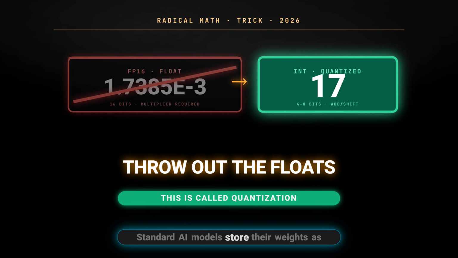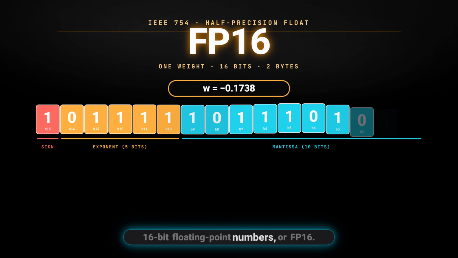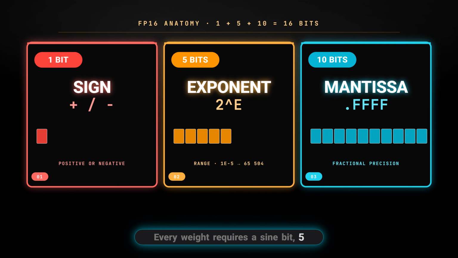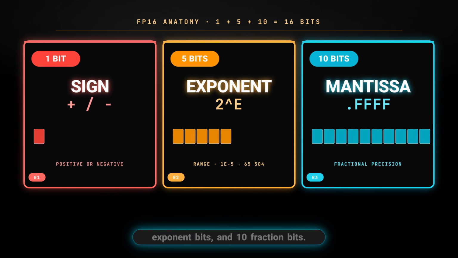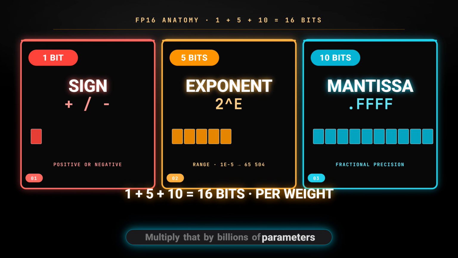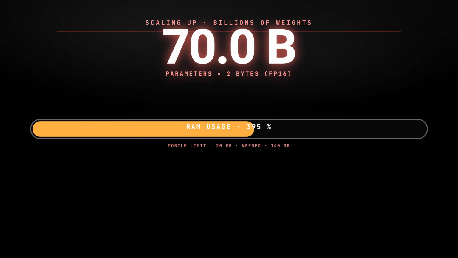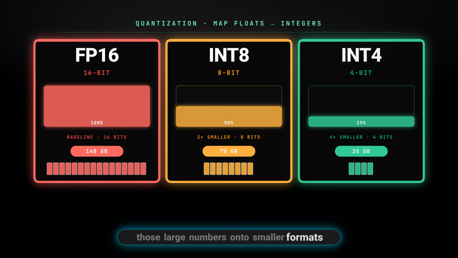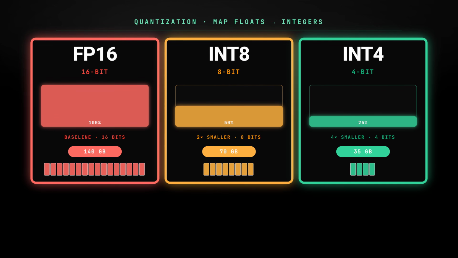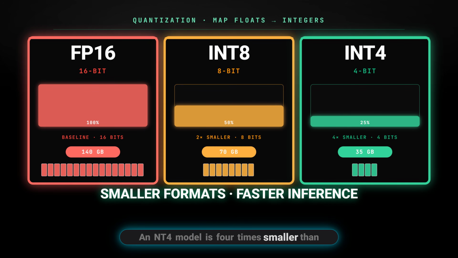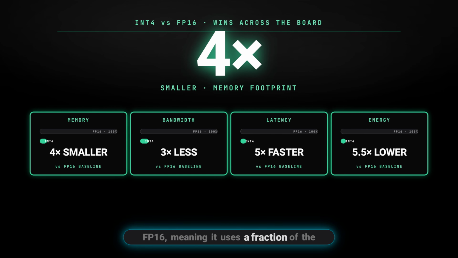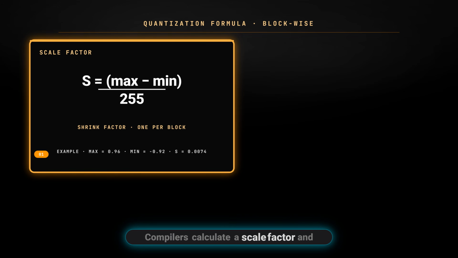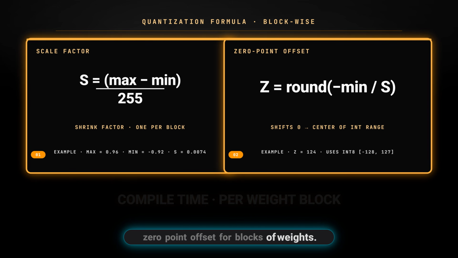Standard AI models store their weights as 16-bit floating point numbers, or FP16. Every weight requires a sign bit, 5 exponent bits, and 10 fraction bits. Multiply that by billions of parameters, and memory is choked instantly. Quantization strips this down by mapping those large numbers onto smaller formats like 8-bit or 4-bit integers. An INT4 model is 4 times smaller than FP16, meaning it uses a fraction of the memory and runs at blistering speeds. Compilers calculate a scale factor and zero-point offset for blocks of weights.